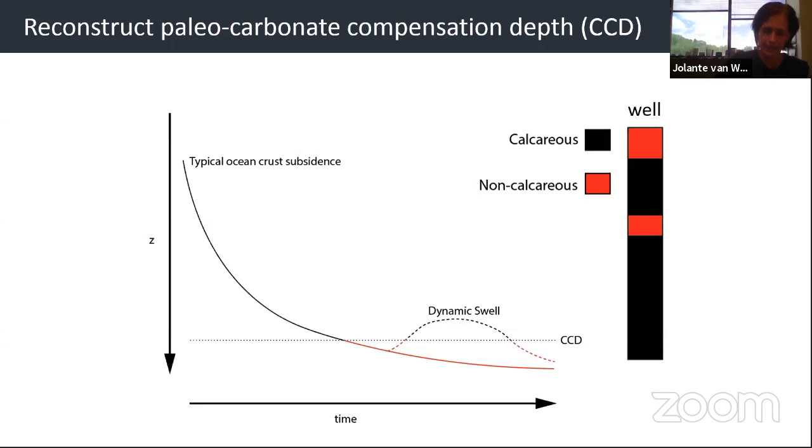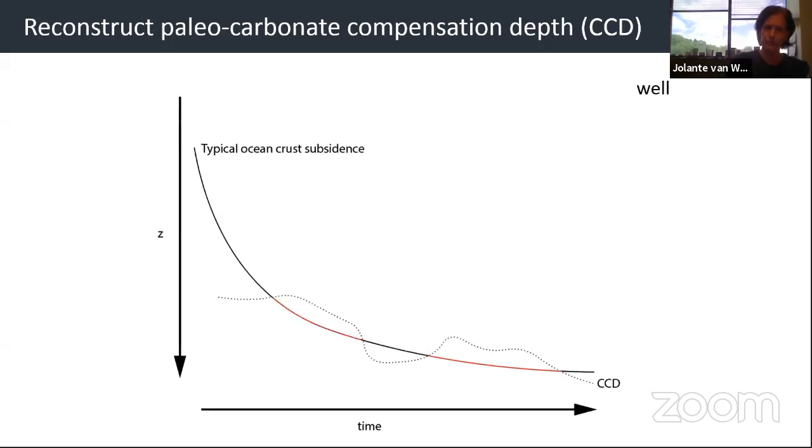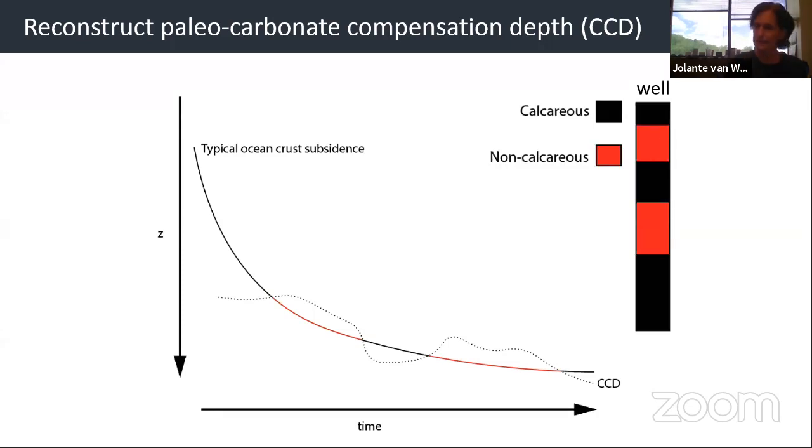There's one complication, however, and that is that this carbonate compensation depth in the ocean basins varies from place to place in the ocean basins quite strongly, but it also varies over geologic time. And that is shown in this figure here. So naturally, the CCD varies from place to place and over geologic time. So we get these changes in our wells from non-calcareous to calcareous deposition over and over again.